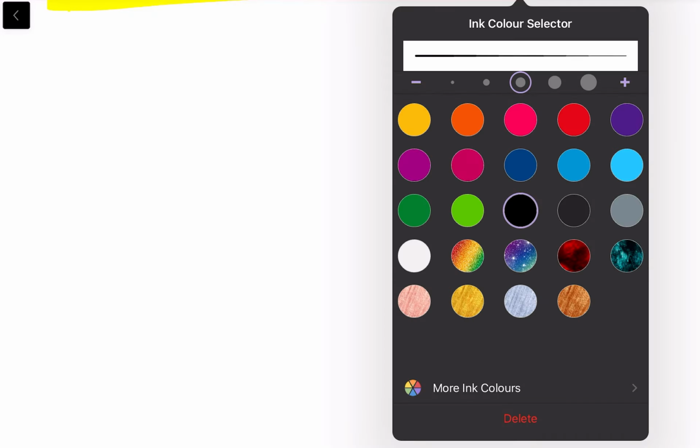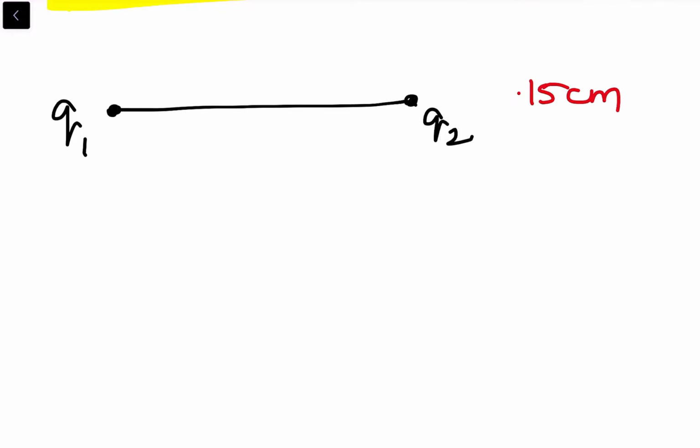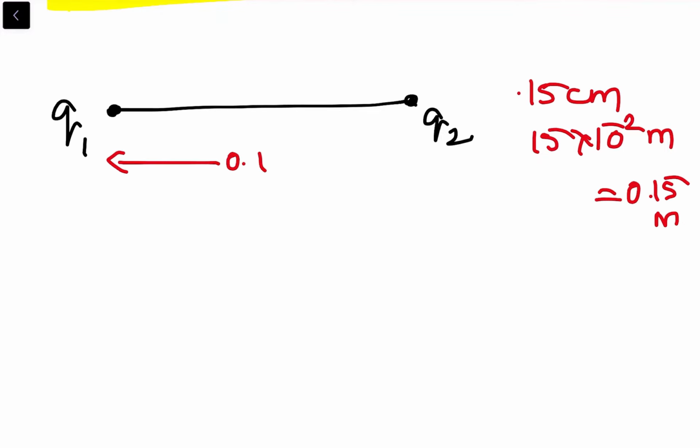Okay, so let's write the third problem. Here we have two charges. The two charges are separated by a distance of 15 centimeters. So let's take this as Q1 and this as Q2. Q1 and Q2 are the two charges. So the distance between them is 15 centimeters. So 15 centimeters means 15 into 10 to the power of minus 2 meters, that is 0.15 meters. So the distance between them is 0.15 meters.